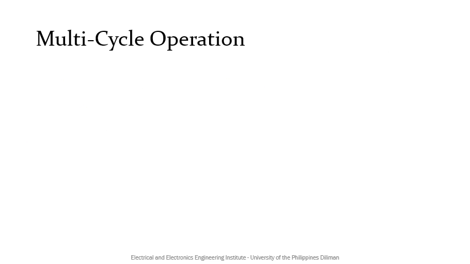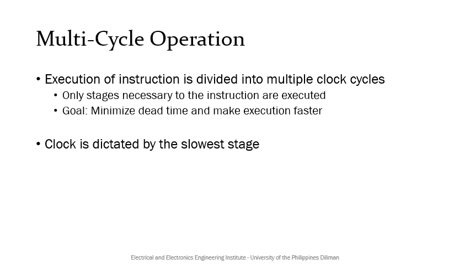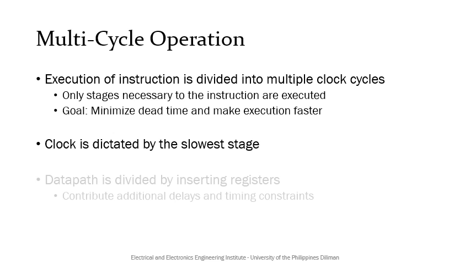Now that we have seen how a multi-cycle data path works, let's summarize some key concepts and observations. First, and as intended, the execution of instructions is divided into multiple clock cycles. This is done so that only stages necessary to the instruction are executed, to minimize the dead time and make execution faster. In a multi-cycle data path, the clock is dictated by the slowest step or stage.